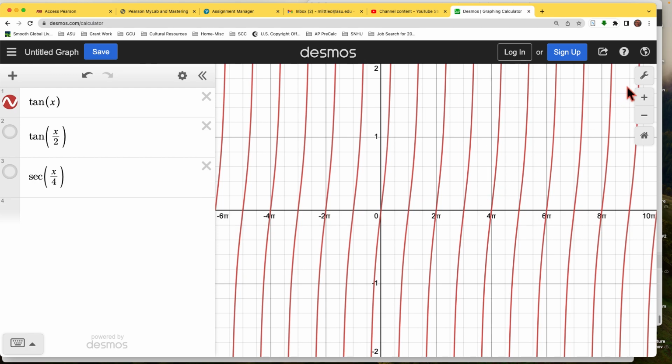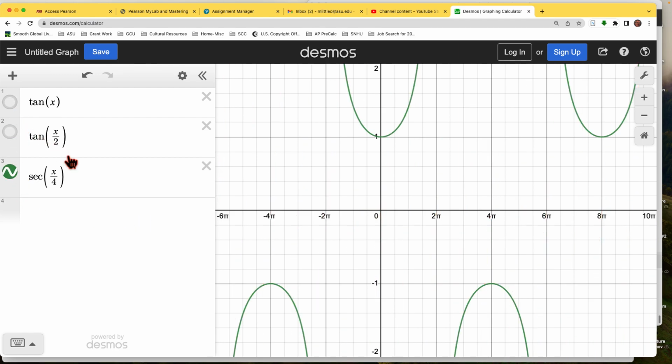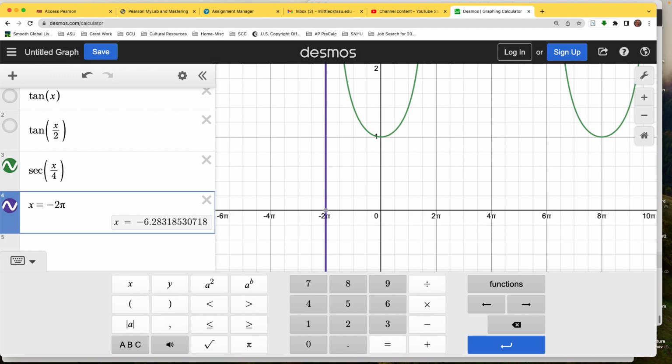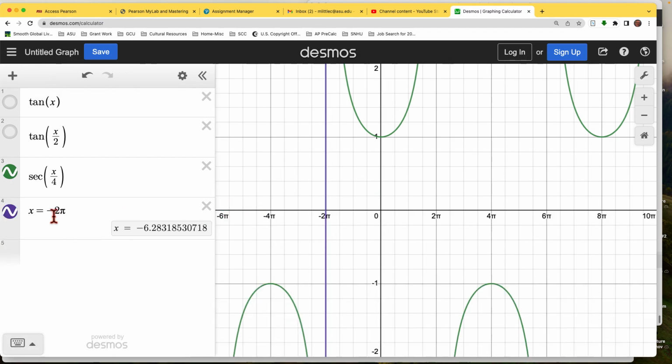But now that you brought it up, let's go back here and look at secant. You can actually draw them in. You could see, yeah, it looks like at negative 2 pi and pi. That looks like where they're at. You could actually draw in an asymptote. And you can see, yeah, that looks good.